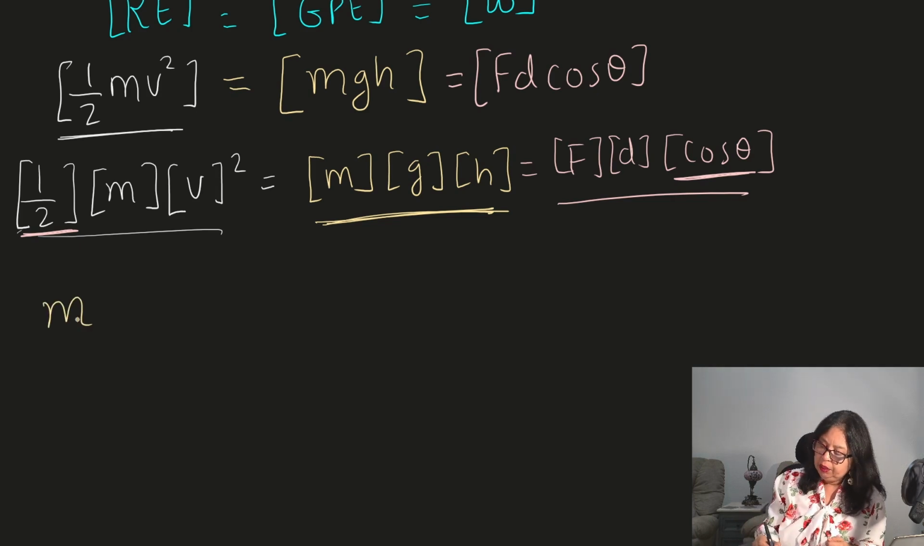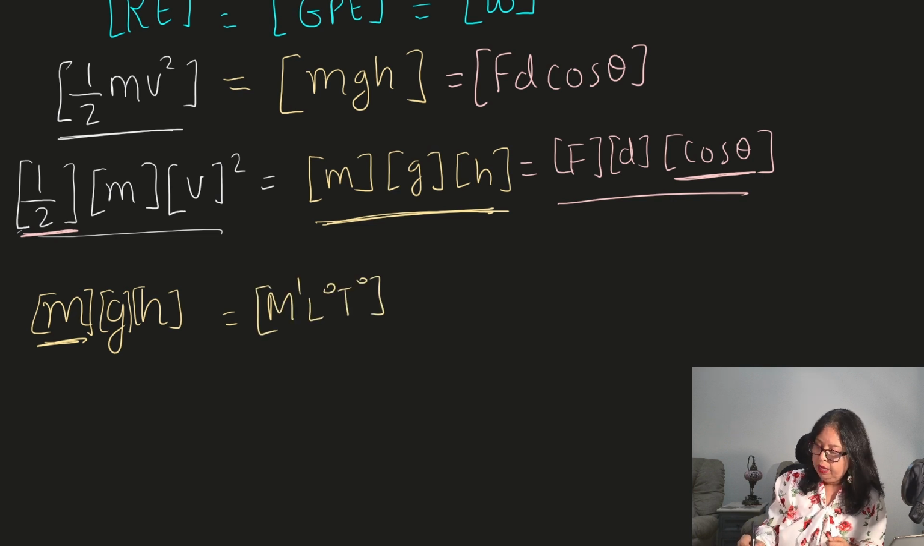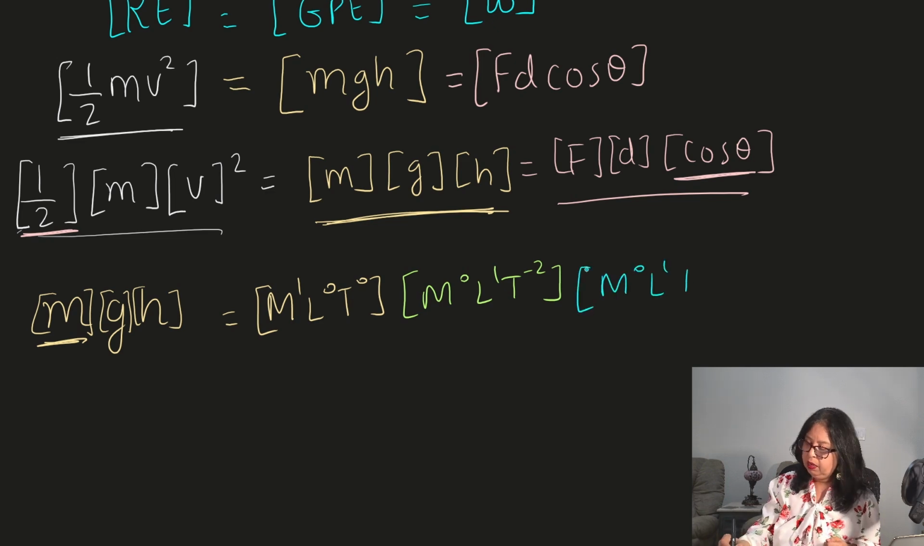So MGH. First one, M: M1 L0 T0. G is just acceleration. Acceleration is M0 L1 T minus 2. H is height. Okay. Height is M0 L1 T0.